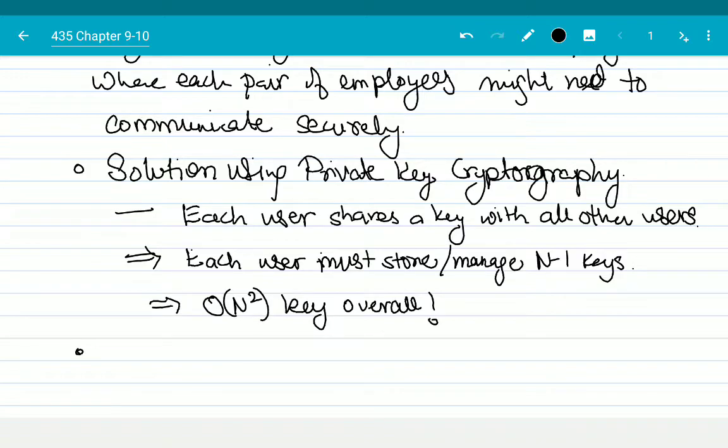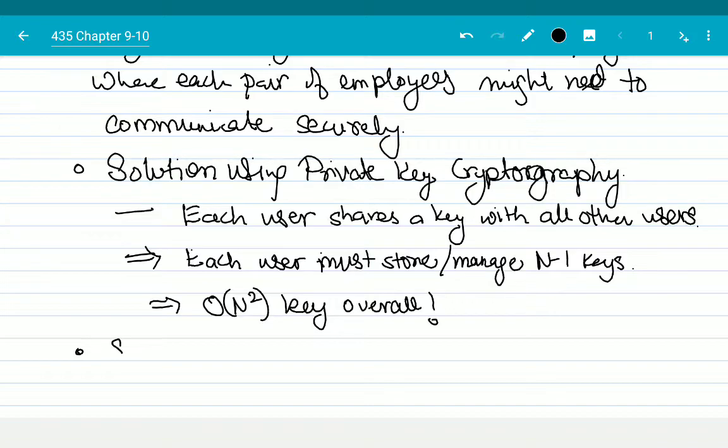It also creates problems. For example, a new employee joins. Then you have to make them a key and distribute this key to every other employee.